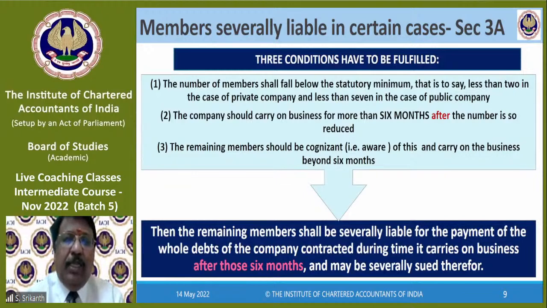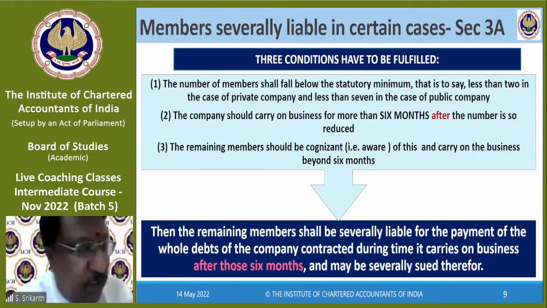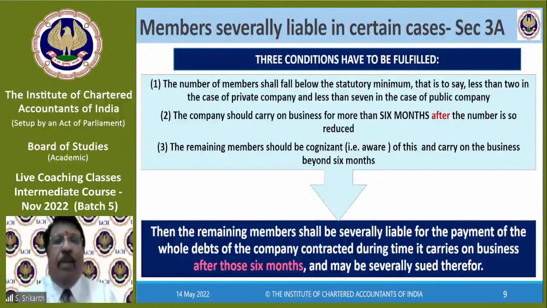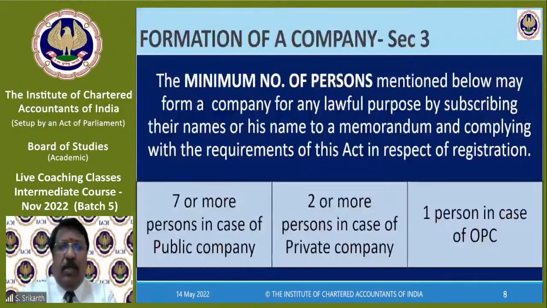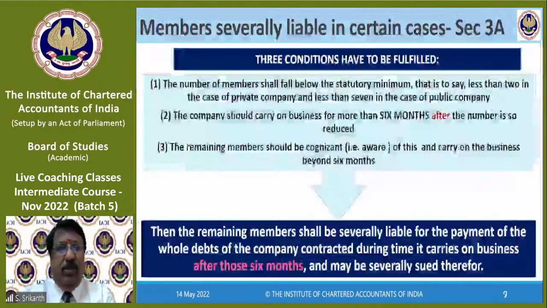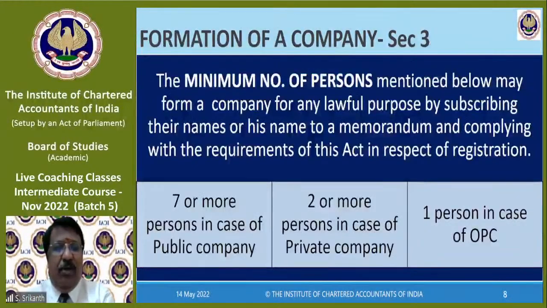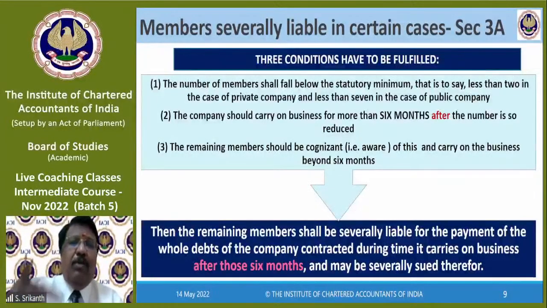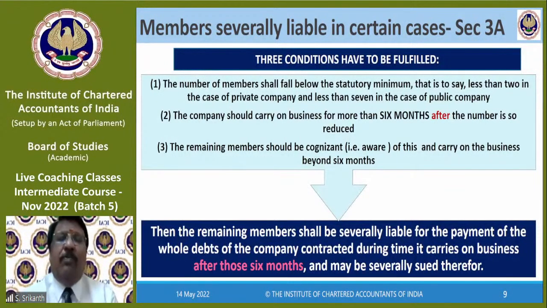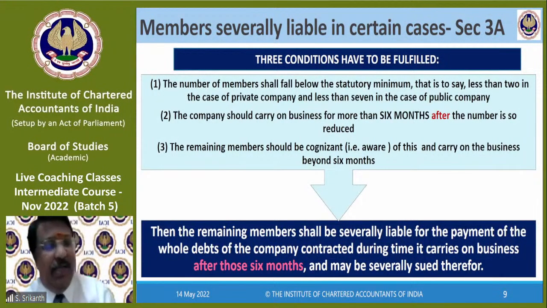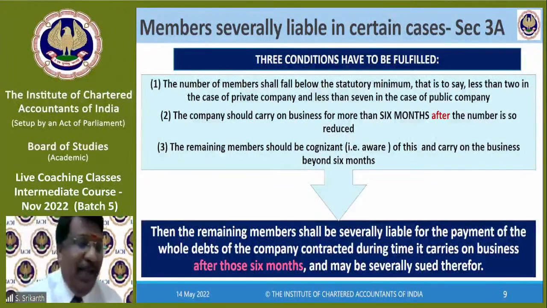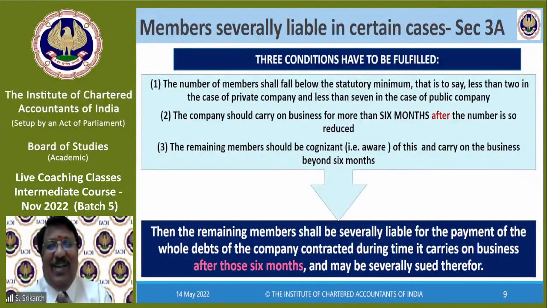First, the number of members shall fall below the statutory minimum. So, the number of members shall fall below the statutory minimum. That is to say, less than 2 in the case of private company, less than 7 in the case of public company. Hello, don't say less than 1 for OPC.